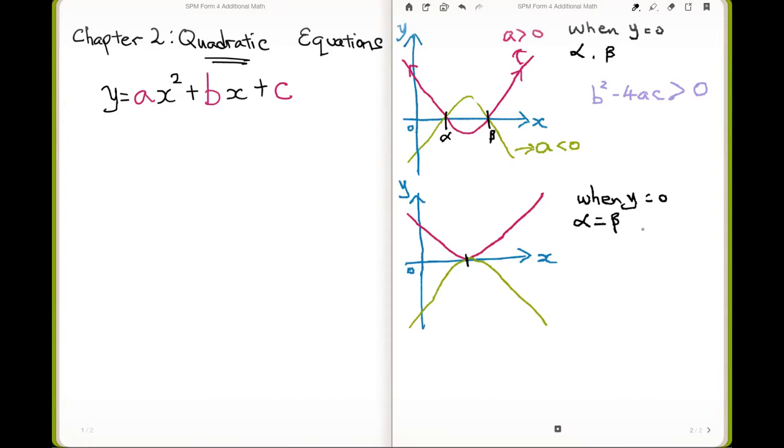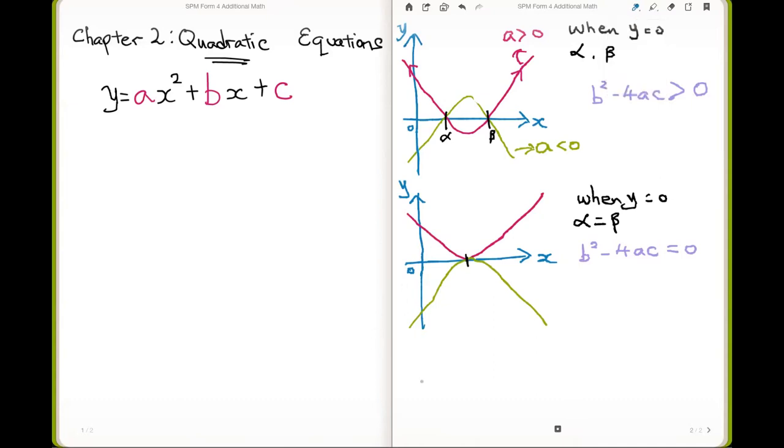There's only one value. Now, in this condition, b squared minus 4ac is equal to 0. You have only one root, or only one solution. Some questions say one solution, or two equal roots. When you have two equal roots, then b squared minus 4ac is equal to 0.